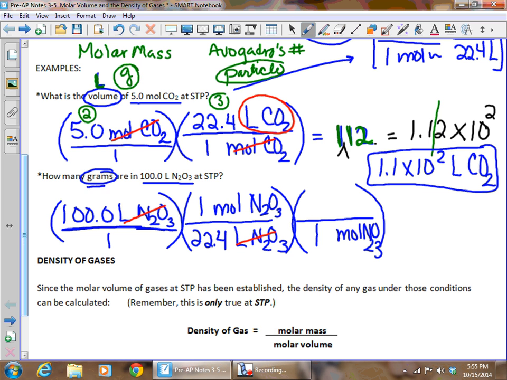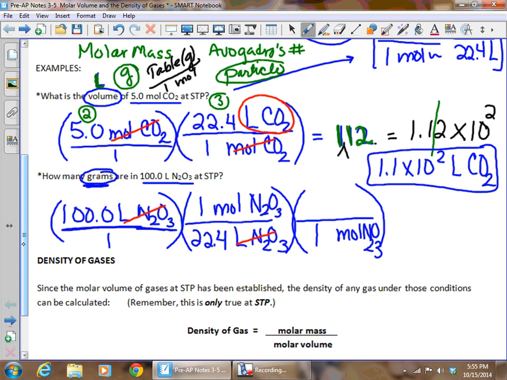We're trying to find grams. So if we're trying to find grams, we're going to need molar mass. Where do we get that value? Remember, we called that table grams as a little mnemonic device to help us remember that we find that value from the periodic table. So we need to look up and add up N2O3.